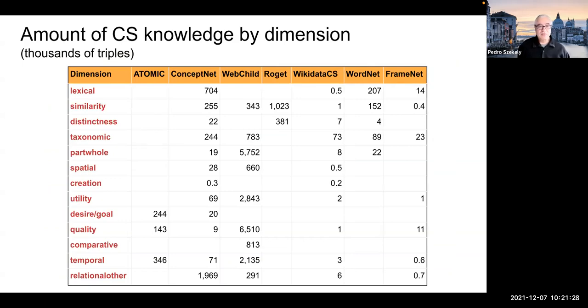And so we looked at the sources, and we see that some sources have common sense knowledge in all dimensions, for example, ConceptNet and WebChild. Wikidata has also knowledge in almost all dimensions, but very small amounts. And then the other sources really focus on specific dimensions. Next slide, please.